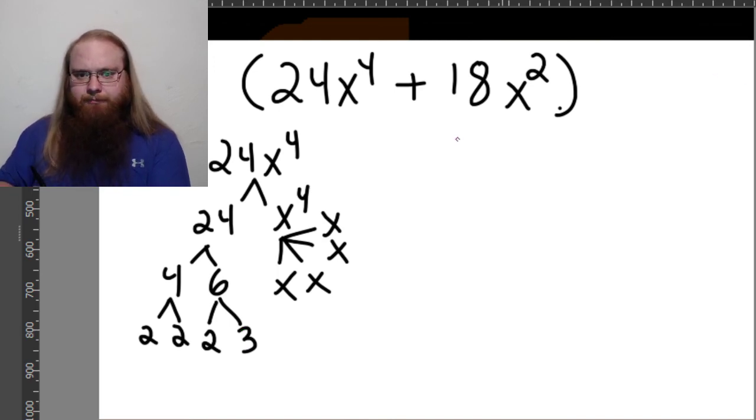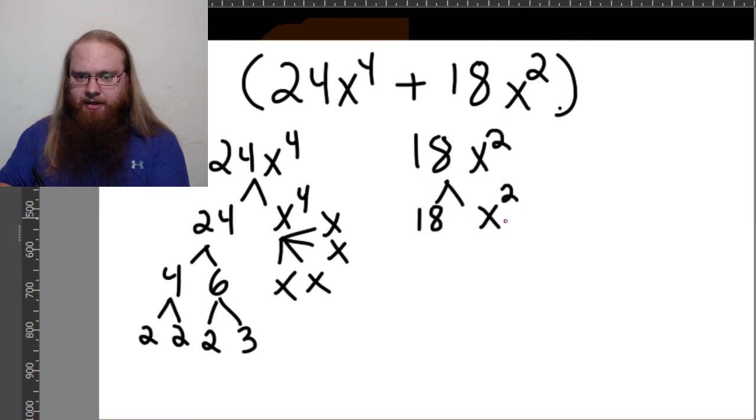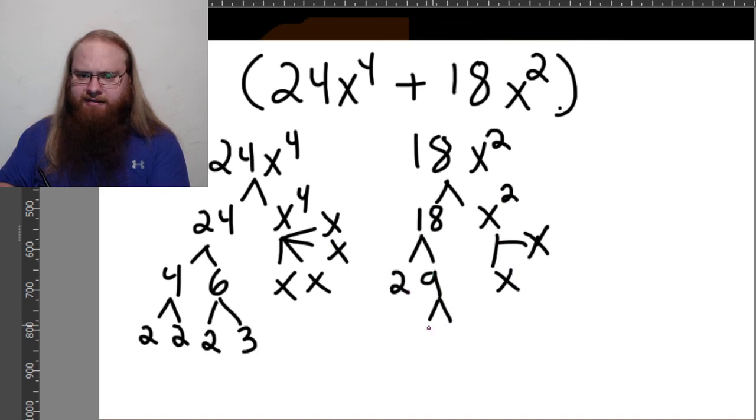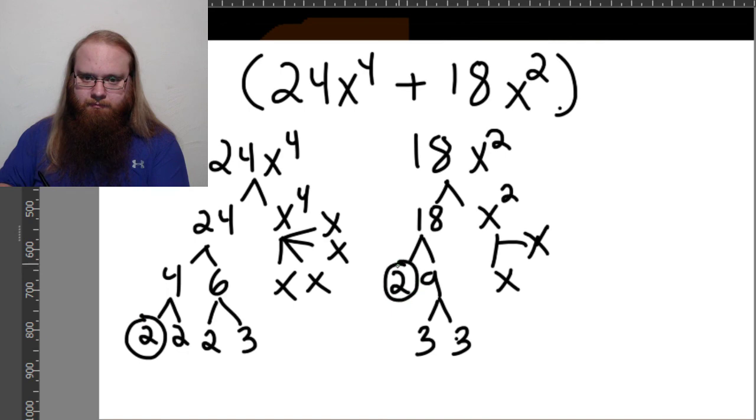Okay, so now let's factor 18x squared. So we're going to split this up to 18 and x squared. Take care of our x's real quick. So sloppy x. Okay, 18 is 2 and 9 is 3 and 3. So let's circle what they have in common. They each have a 2. They each have a 3. And they each have 2 x's.